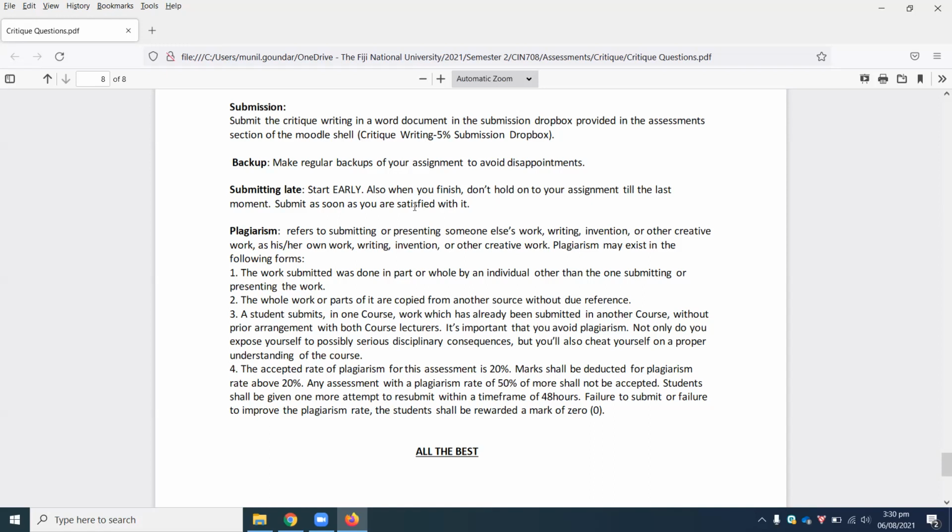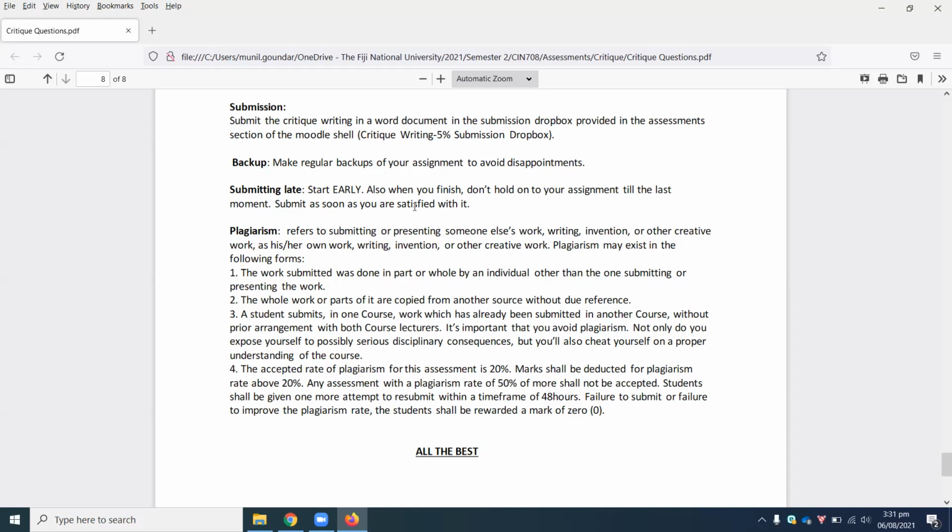It doesn't mean that I'll give you a 0. What I'll do is students will be given one more attempt to resubmit within a time frame of 48 hours. So that means within 2 days' time, you should be able to resubmit your assessment. Now, if you fail to submit or fail to improve the plagiarism rate, then the student shall be awarded a mark of 0. Okay, so just a standard procedure.